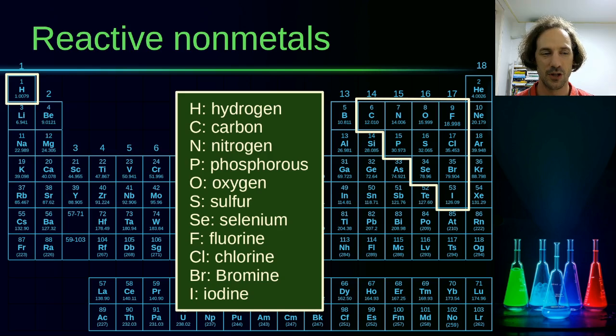So carbon, nitrogen, phosphorus, oxygen, these are very important elements for living organisms. Sulfur, selenium also, and then fluorine, chlorine, bromine, and iodine, these are the very reactive elements from the nonmetals. While it is possible to store them in their elemental form, they are very reactive, especially under UV light. In elemental form they are diatomic molecules, similar to oxygen and nitrogen, just a bit more reactive than them.